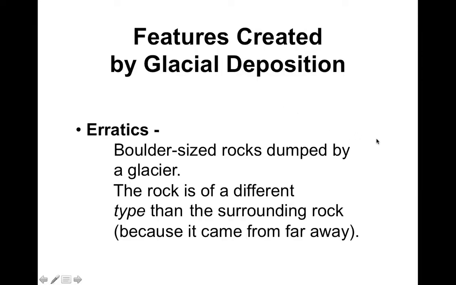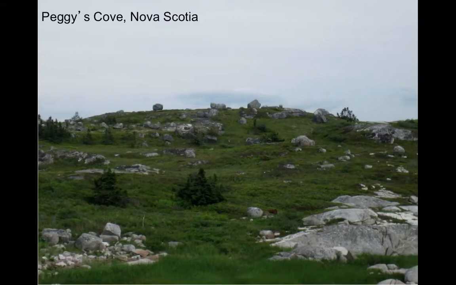Another common feature created by glacial deposition is an erratic. A lot of the random rocks that we have in our woods are erratics. They're large boulder-sized rocks dumped by a glacier, and it's a different type than the surrounding rock because it came from far away. So a lot of the rocks that we have here in New England actually came from Canada, and the glacier moved them southwards to us. The word erratic means weird or out of place, and these are rocks that don't belong here because they've come from so far away. This is a picture in Nova Scotia. All of these large rocks here are erratics.